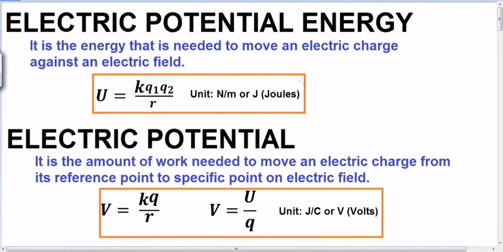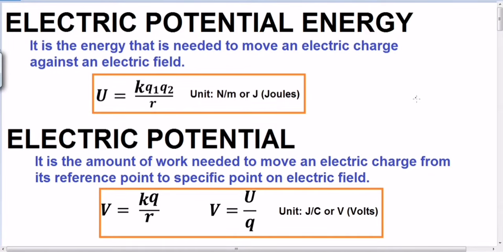Hi guys, in this video we will be discussing electric potential energy and electric potential. So the difference between the two is electric potential energy. It is the energy that is needed to move an electric charge against an electric field. Pag sinabi namang electric potential, it is the amount of work needed to move an electric charge from its reference point to a specific point on an electric field.